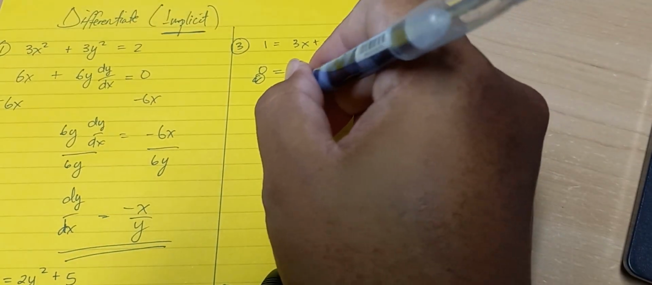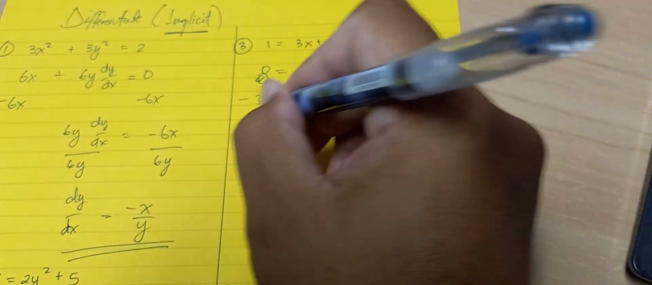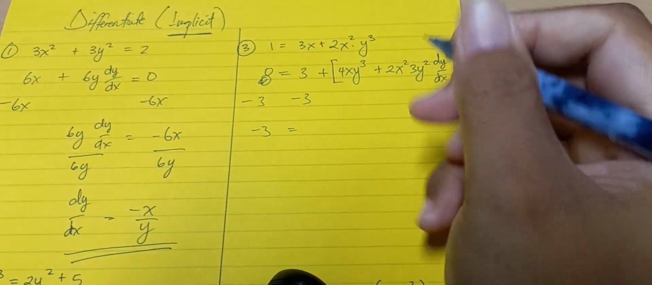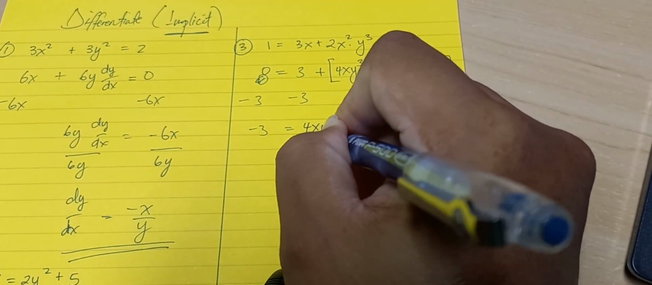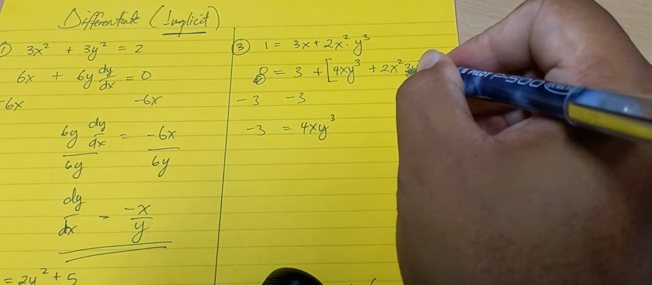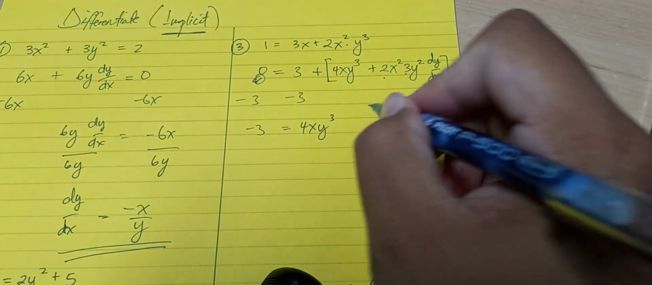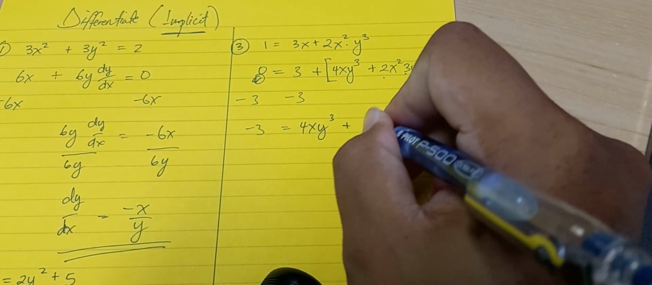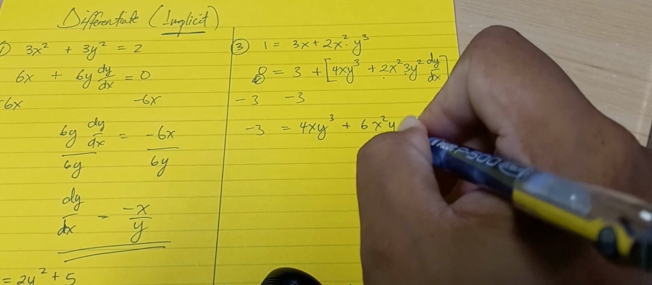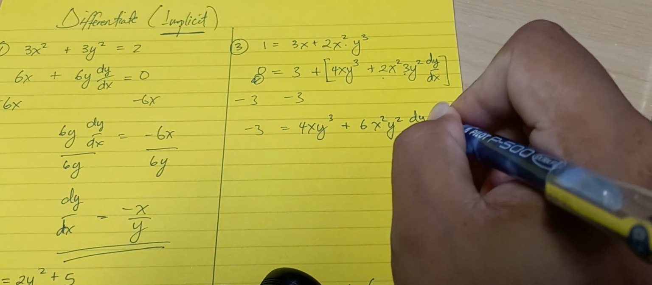Okay, we need to get rid of 3, so we minus 3 from both sides. So we get negative 3 equals 4xy cubed, and you can combine 3 and 2, multiply together, you get 6. So that's plus 6x squared y squared dy/dx.